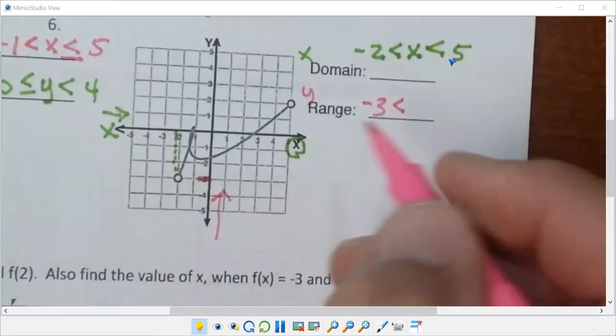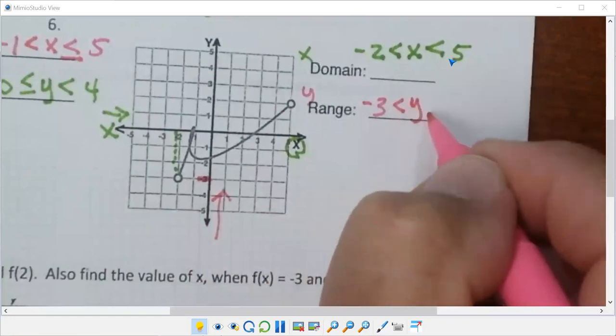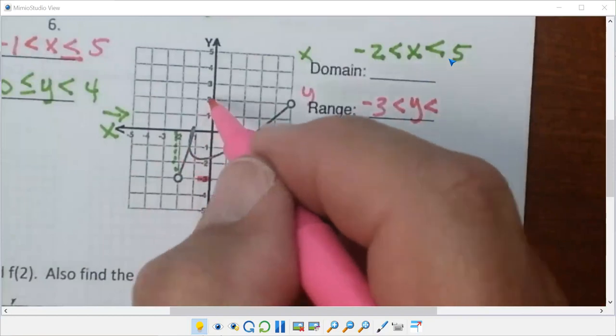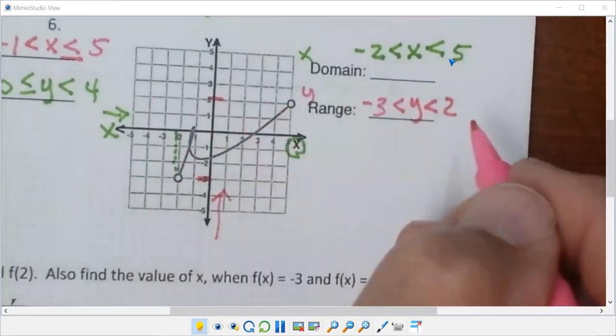So we're going to put -3. We're going to use a less than. It is an open, so we don't have to mess with that. Range is a Y. All right, then we're going to put a less than again. And then we're going to keep going, and then it ends at 2. So we'll put a 2 here. And that is also an open, so that one would be it.